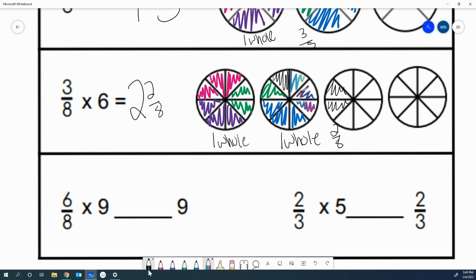I hope you caught it and simplified to 2 and 1/4. If you did not get 2 and 1/4, make sure you're going back and checking your answer to see what went wrong. Now let's dive into these final 2 problems.